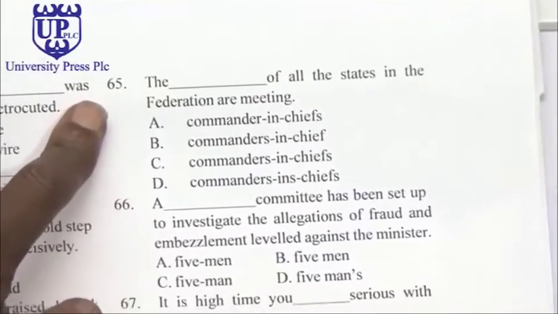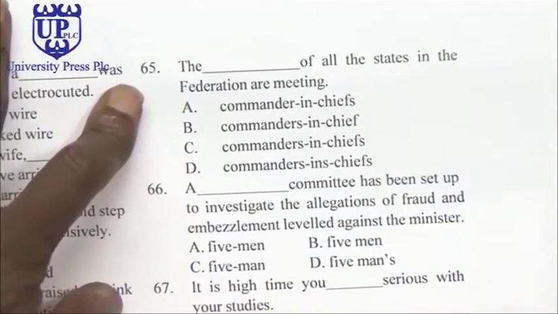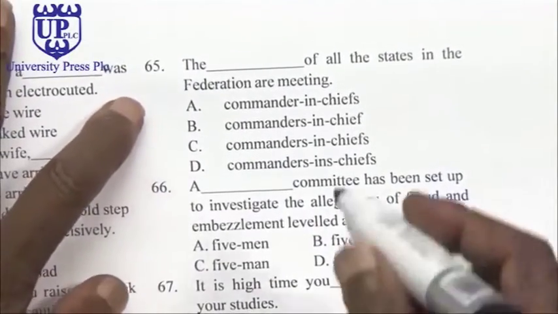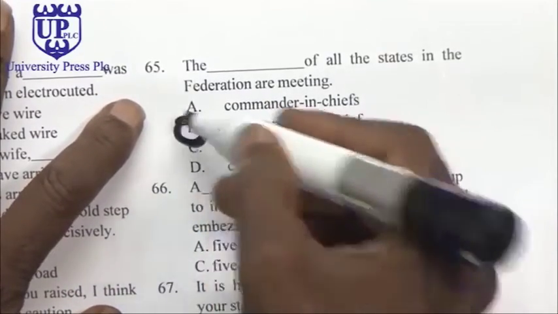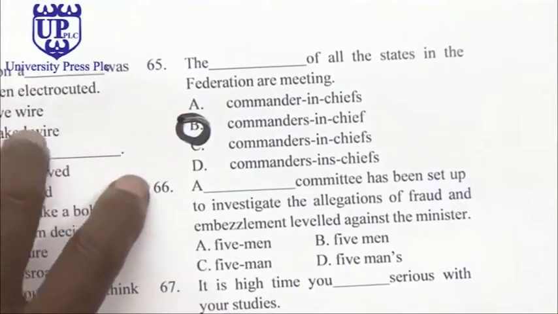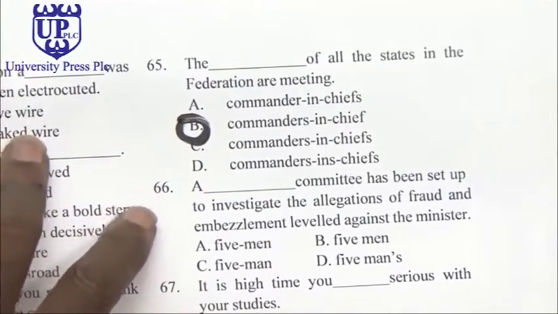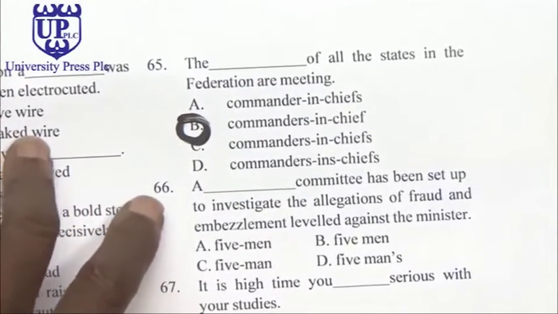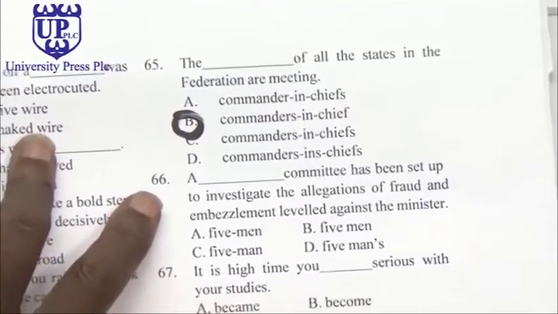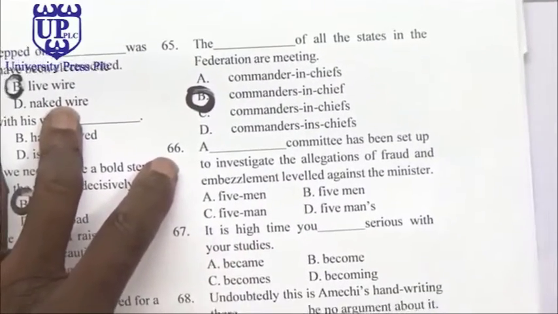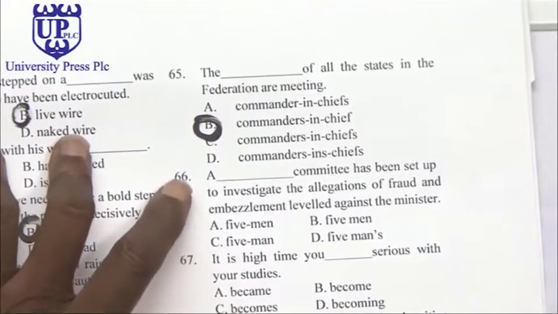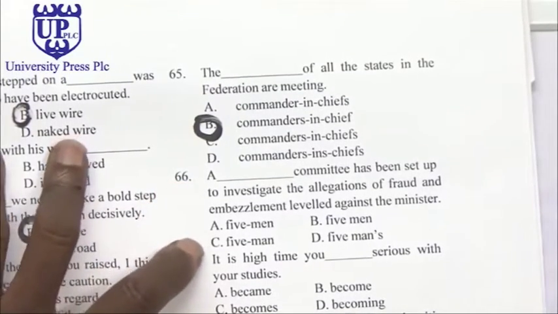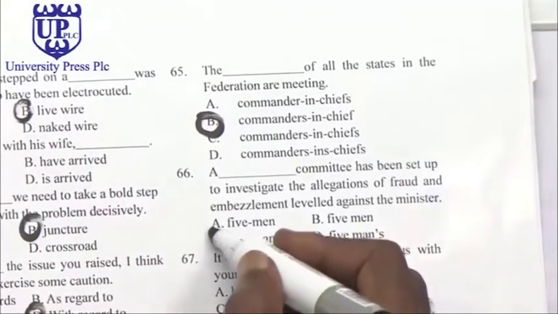Then number 65 now. The dash of all the states in the Federation are meeting. The commanders-in-chief. Remember? Commanders-in-chief. I have brothers-in-law, sisters-in-law, not sister-in-laws. Now the next one is a dash committee has been set up to investigate the allegation of fraud and embezzlement leveled against the minister. A what? A 5-man committee has been set up.